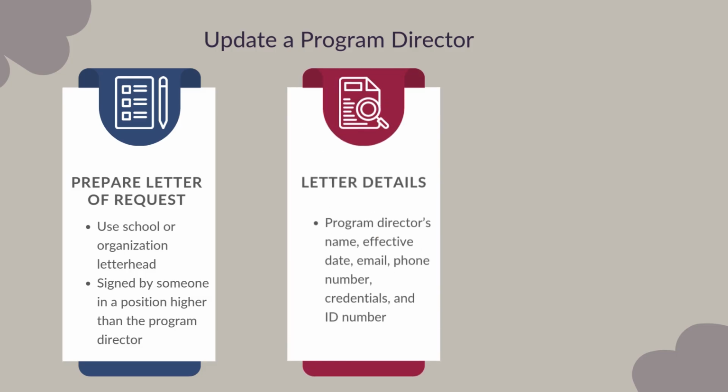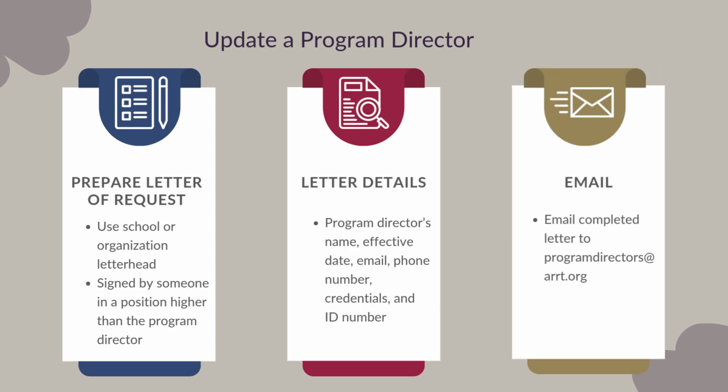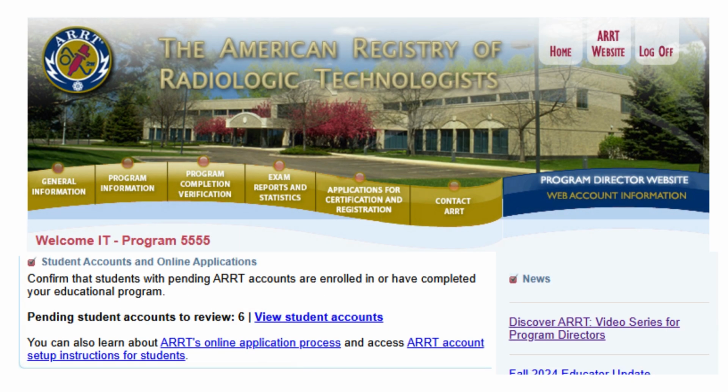This could be your college dean, director of education, campus president, etc. The letter should include the new program director's name, the effective date of this change, email address, phone number, their credentials, and an ID number if applicable. Please note that program directors who are not credentialed in the program's discipline from an organization that ARRT recognizes also need to include the name and contact information of a faculty member who is credentialed by an organization ARRT recognizes. You can email your completed letter to programdirectors@arrt.org.